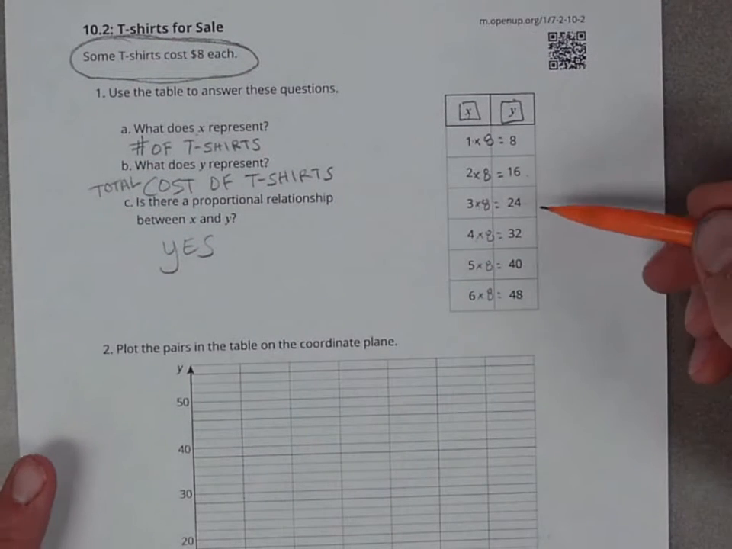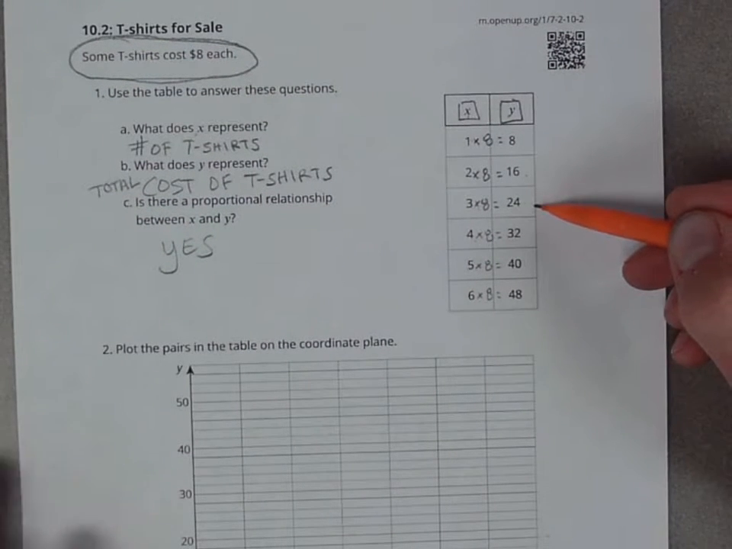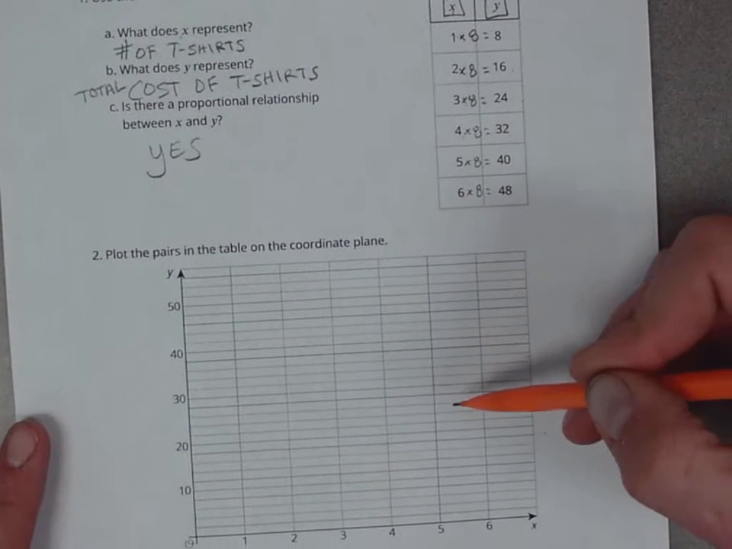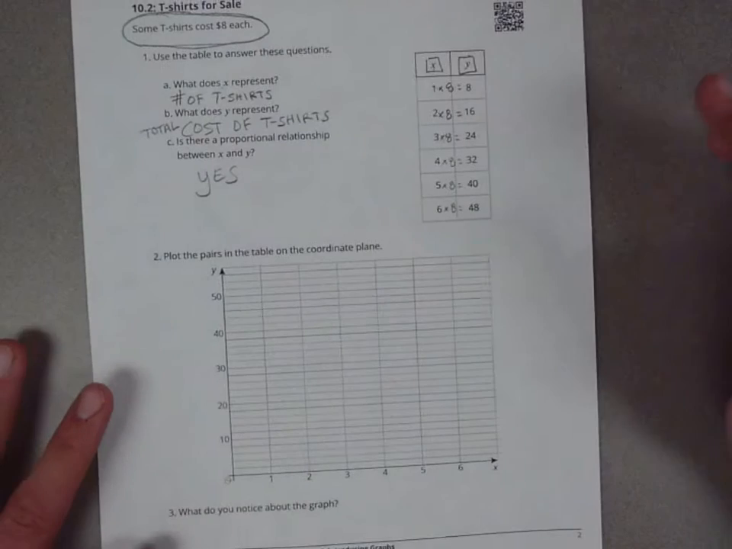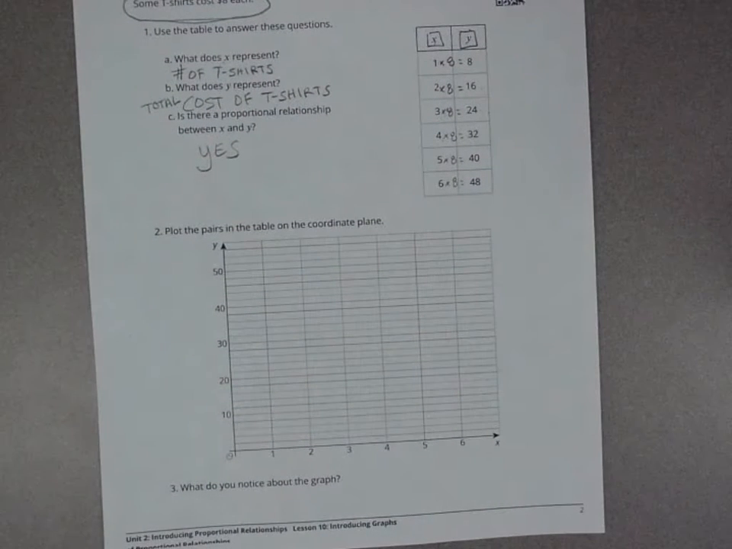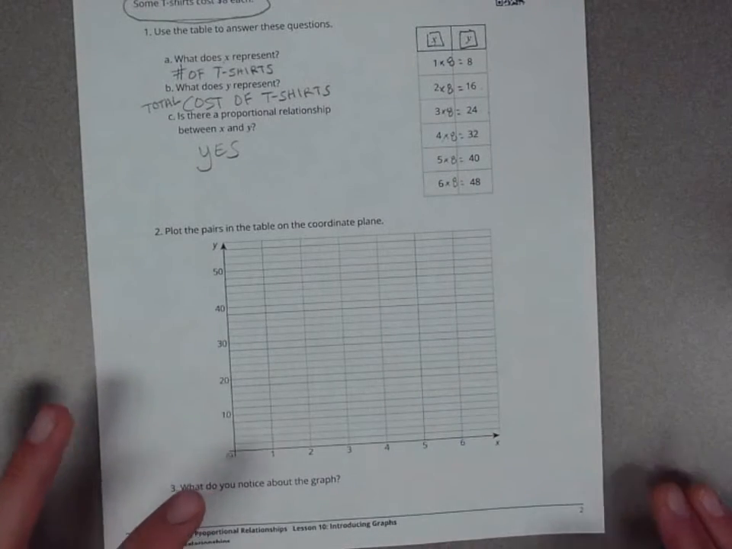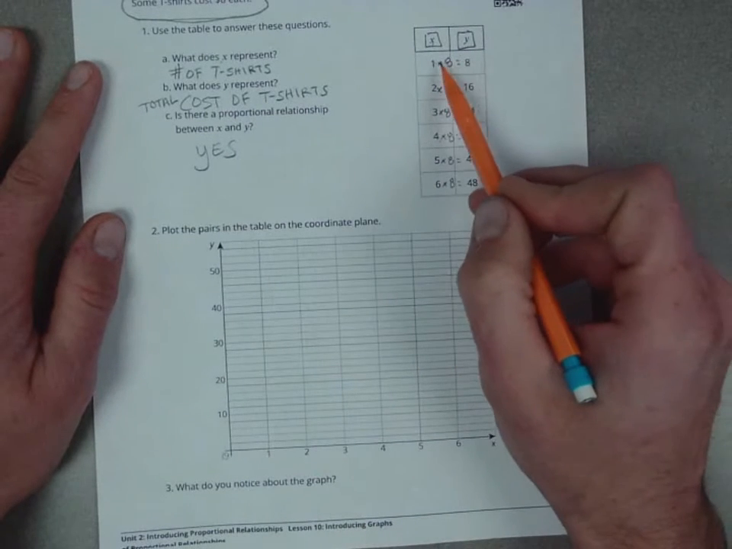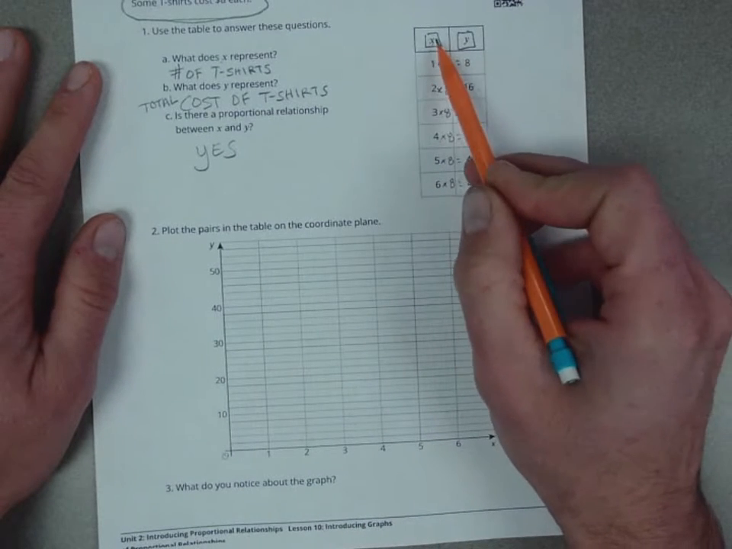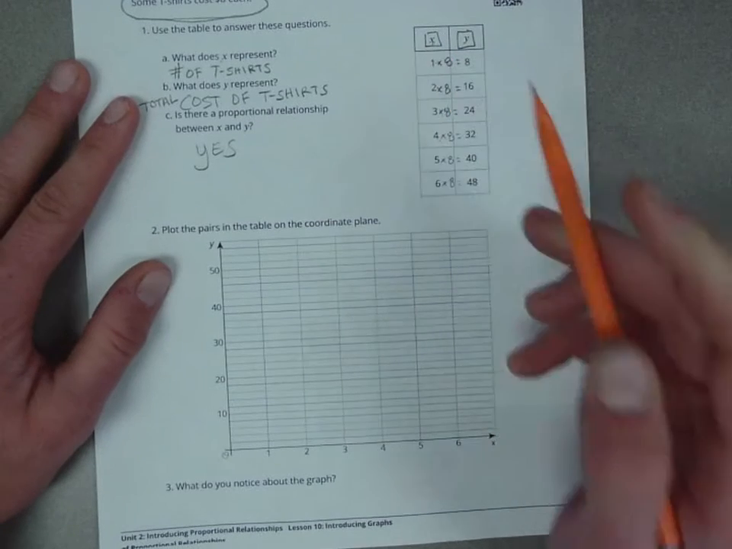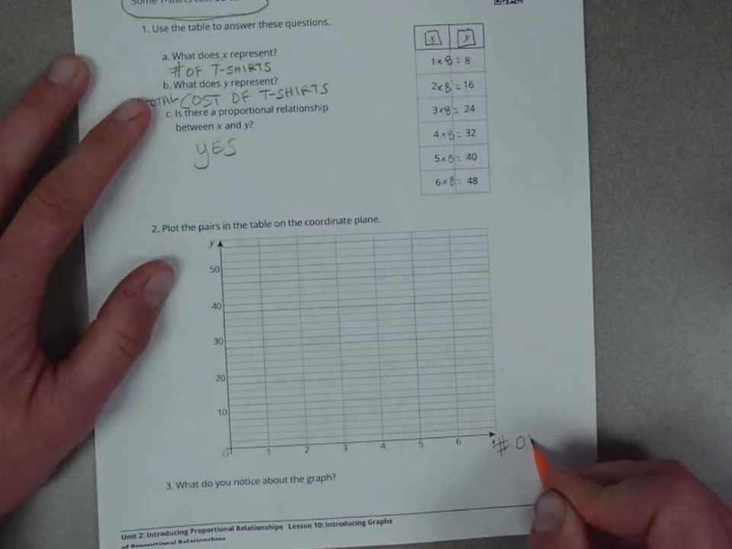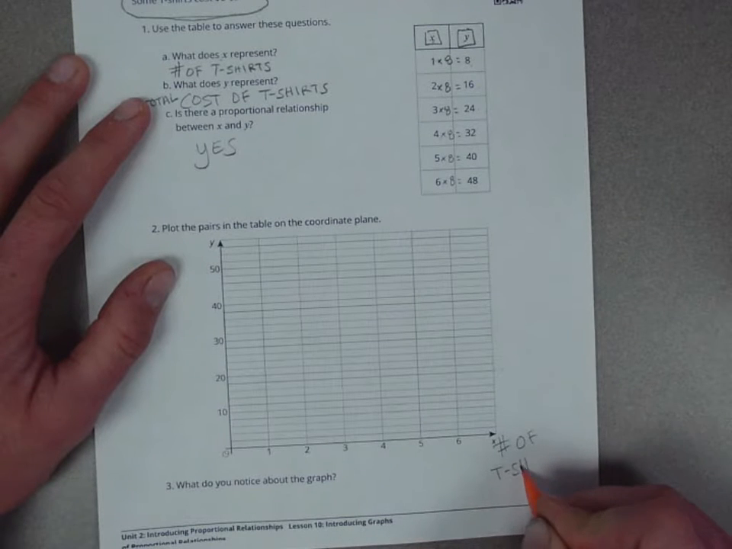So now that we know that this is a proportional relationship, we're going to plot these points for x and y into this graph, and that'll allow us to observe what a proportional relationship looks like in graph form, okay? So I'm going to do the first point for you, and then I'll let you guys do the other ones. So this first point, one t-shirt costs $8. Remember, number of t-shirts is our x-axis, okay? So we can put down here, instead of x, we can say number of t-shirts.